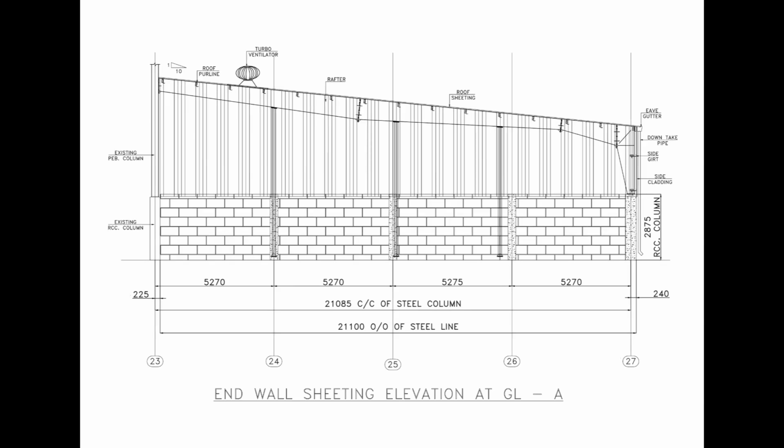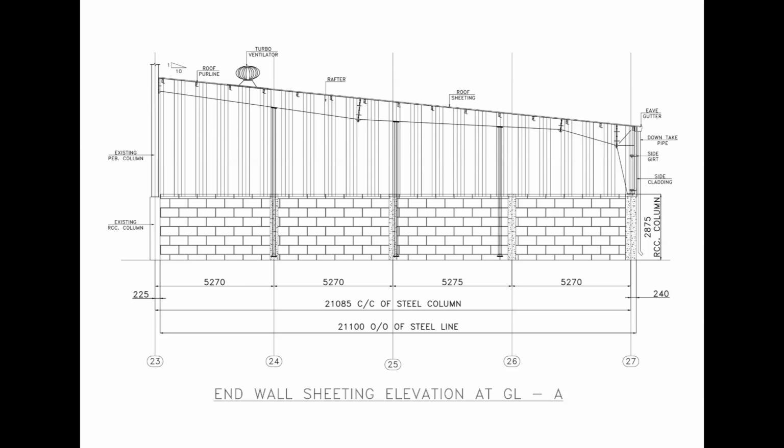This is the corresponding end wall sheeting elevation at grid line A. By comparing this drawing with the previous framing elevation, we can understand the relationship between the structural members and the final external enclosure. The vertical sheeting is installed over the supporting wall framing, while the lower portion remains as the masonry wall construction. The roof sheeting follows the same 1 in 10 slope.